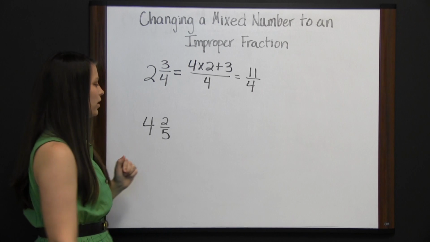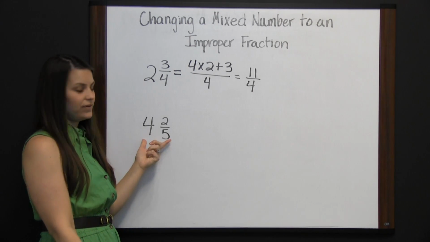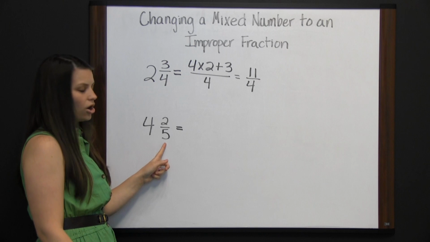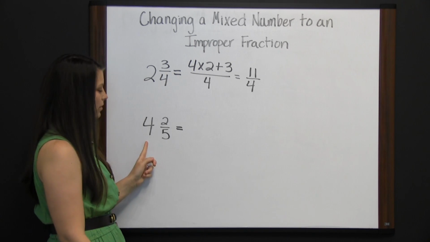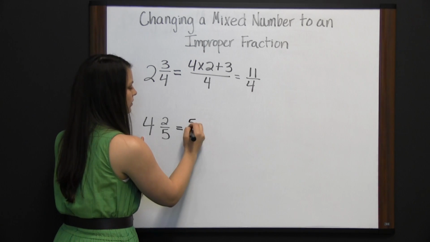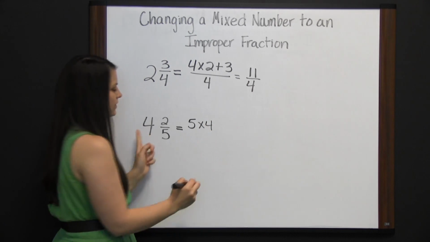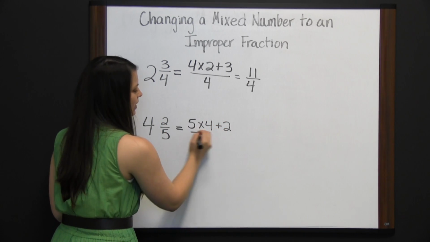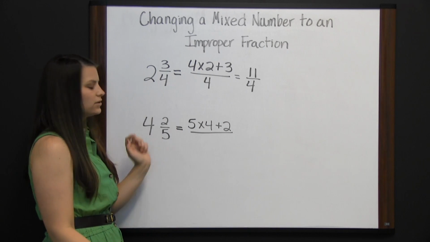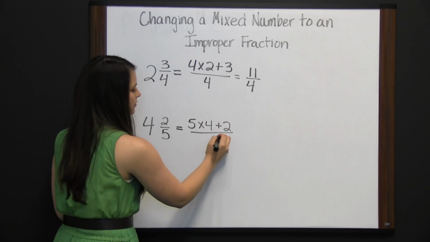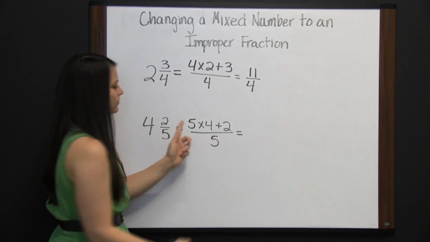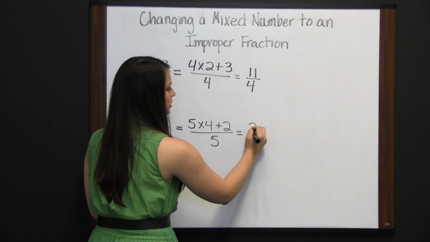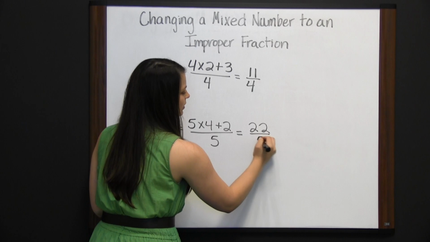Let's look at one more. 4 2/5. Again, we're going to start by multiplying our denominator times our whole number, 5 times 4, and then adding our numerator, plus 2. And that value goes on top of our denominator, 5. 5 times 4 is 20, plus 2, 22/5.